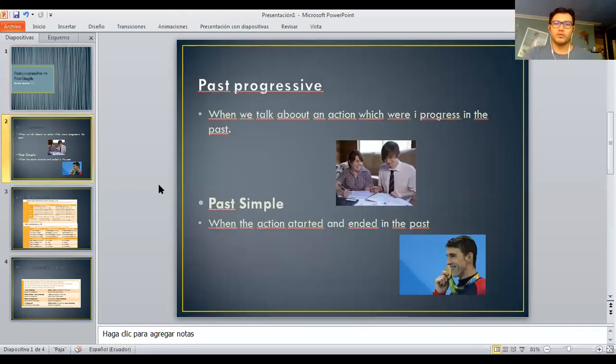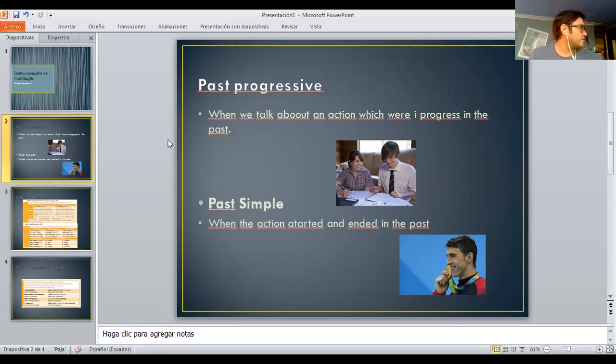Here we go. So, past progressive. Let's remember the situations in which we use the past progressive and the situations in which we use the past simple. First we have to understand the differences between these two grammar tenses, and after that we are going to apply them in some sentences and some exercises too. Also, when we talk about actions in the past that were in progress, and another action which stopped that action that was in progress.